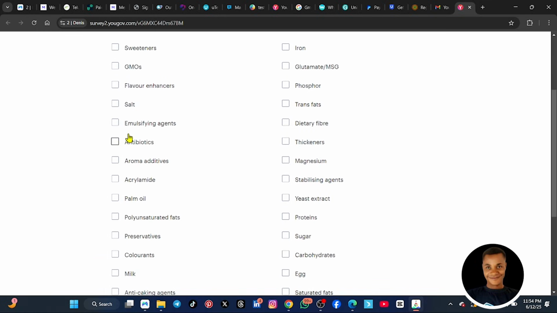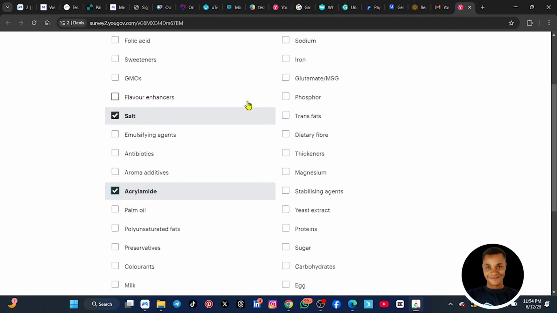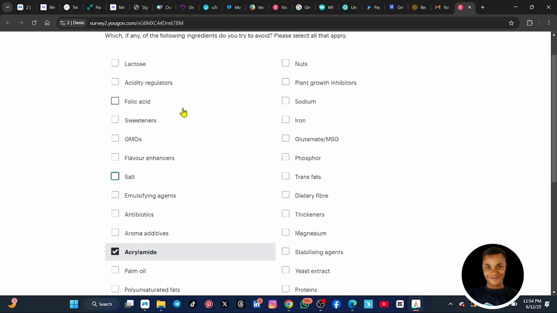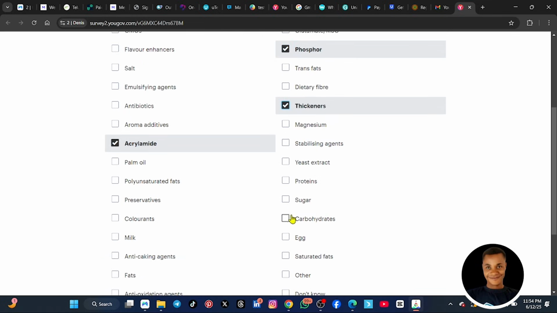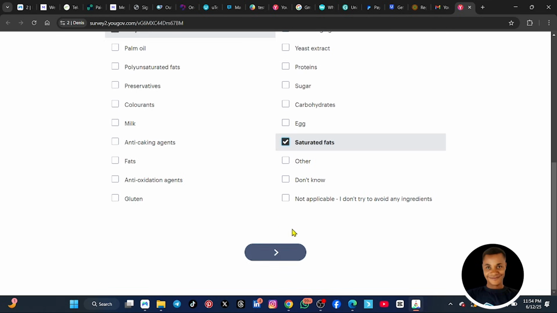Most of these I try to avoid salt. I try to avoid all these things. Let me just choose some of these. Let me not put salt, please. Salt is good. Folic acid is good. Most of these things I don't actually know them, but I'll just choose whatever I feel like and then click.